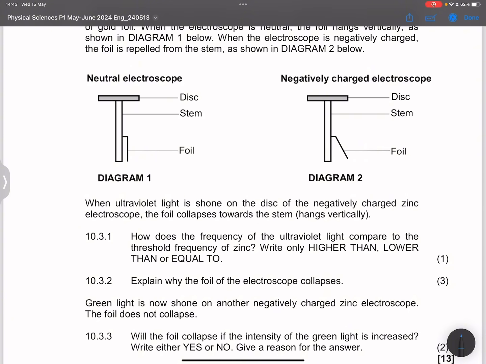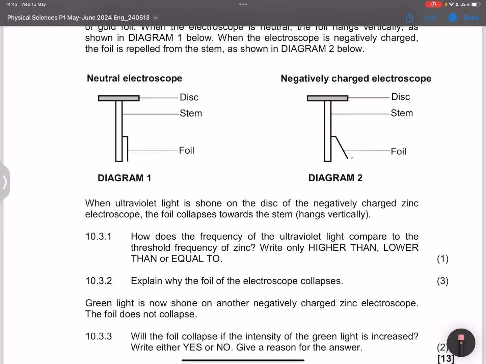All right, now, so it was negatively charged. They shone ultraviolet light, and then it caused this to collapse. Right, now they say to us, how does the frequency of the ultraviolet light compare to the threshold frequency of zinc? Write down higher than, lower than, or equal to.